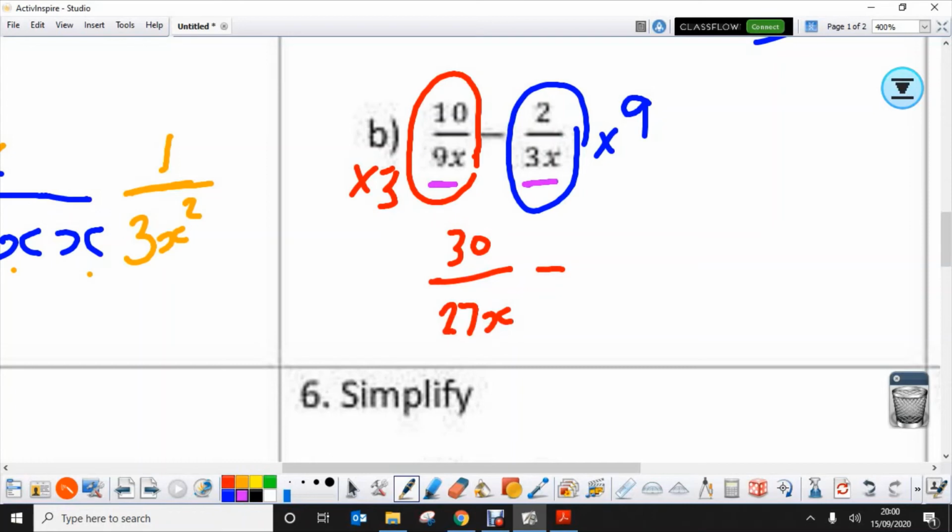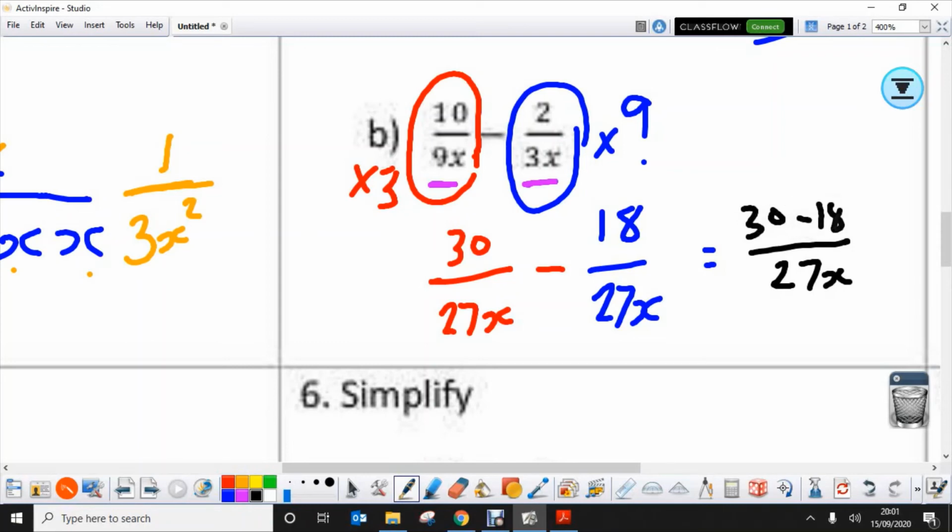Take away. Now again, if I now divide that by 3, I end up where I started. The other side, timesing it by 9. 9 times 2 is 18. 9 times 3x is going to give me 27x. I've got the same denominator. Now I can take it away. I'm just going to put one denominator down, 27x, so I don't risk taking them away. And I've got 30, take away 18, which gives me 12 over 27x.